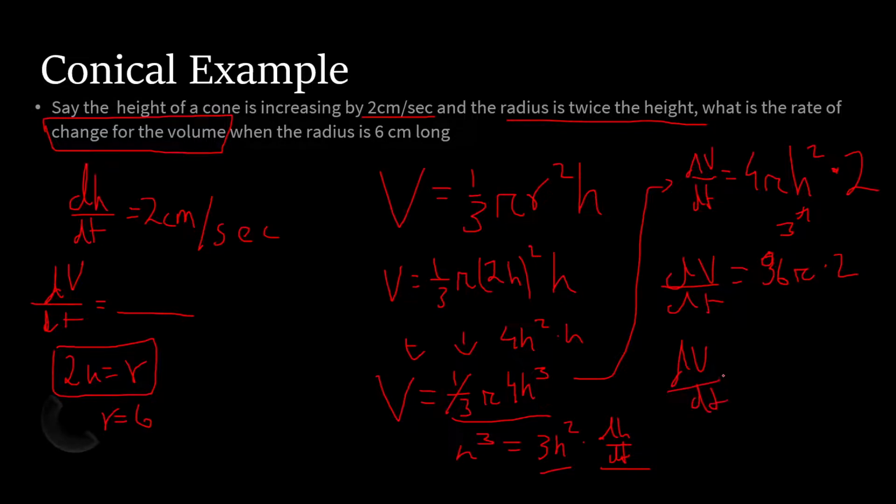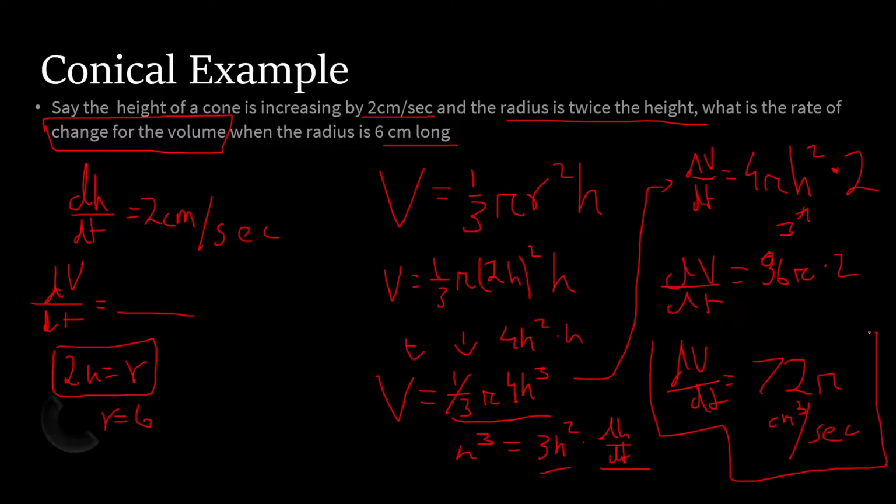So the rate of volume change when the radius is 6 centimeters long is equal to 72 pi cm cubed per second, because this is volume. We need to know what the unit is, because the unit is very important. So that would be the answer: 72 pi centimeters cubed per second is the rate of change of the volume.